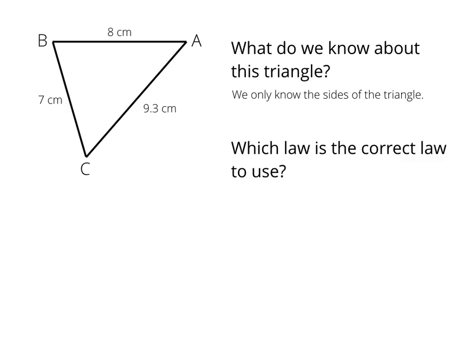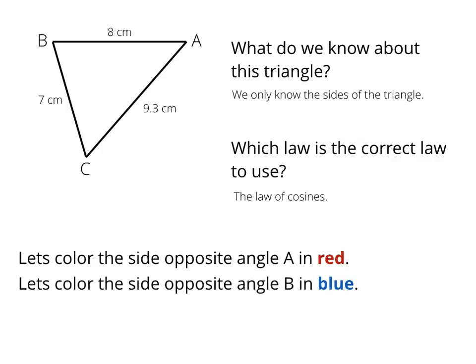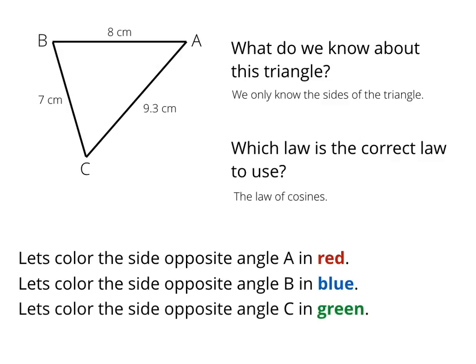Here we go. The correct law to use is the law of cosines. And the reason? Because we only know the sides and none of the angles. Okay, let's color the side opposite angle A in red. Let's color the side opposite angle B in blue. And let's color the side opposite angle C in green.